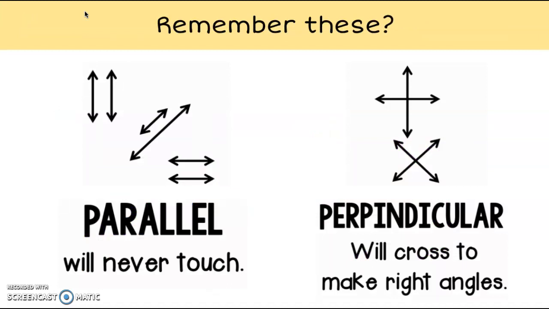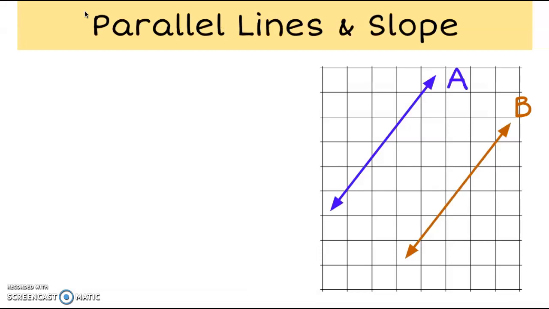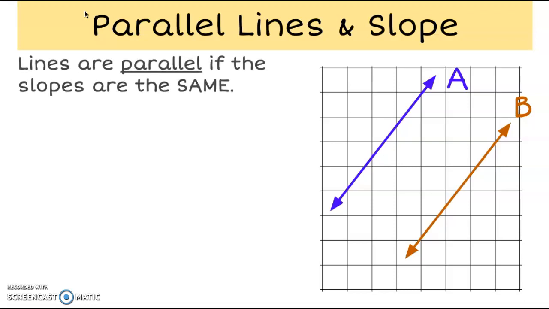You previously learned how to identify parallel and perpendicular lines. Now we will use slope to prove it. Let's start with parallel lines and their slopes. Lines are parallel if the slopes are the same.